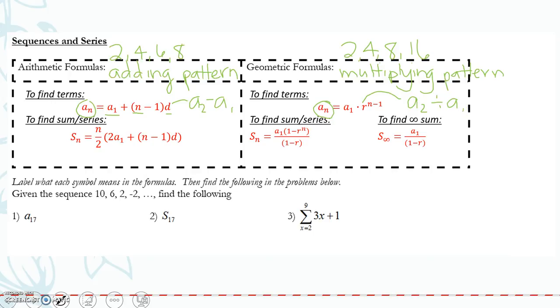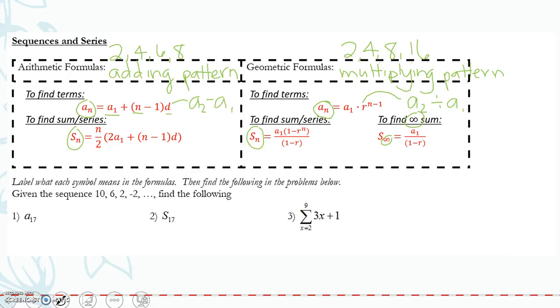To find a sum or series, if the problem asks find the sum or find the series, you use the S formulas. It's just a little longer, but all of the variables are the same. And then the last formula is the infinite sum. If the problem says something about infinite, you'll use the one that has the infinity symbol. Now label what each symbol means in the formulas. We already did that.